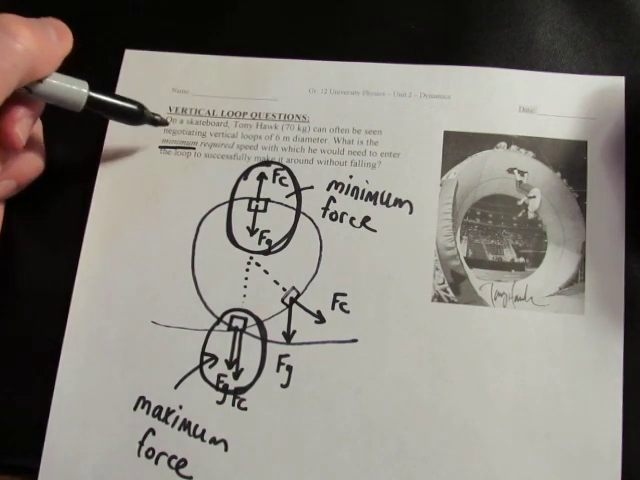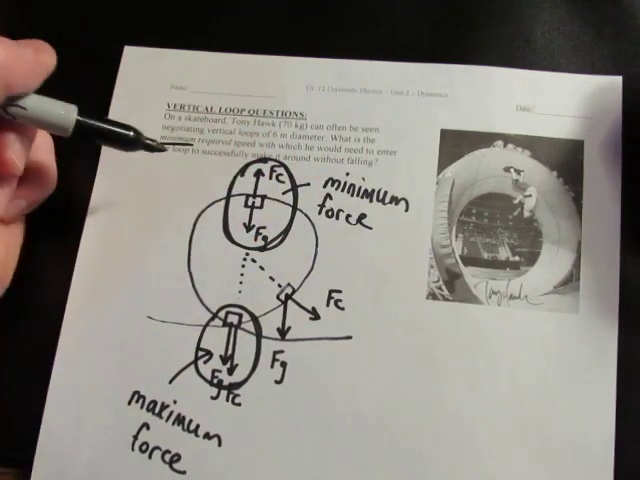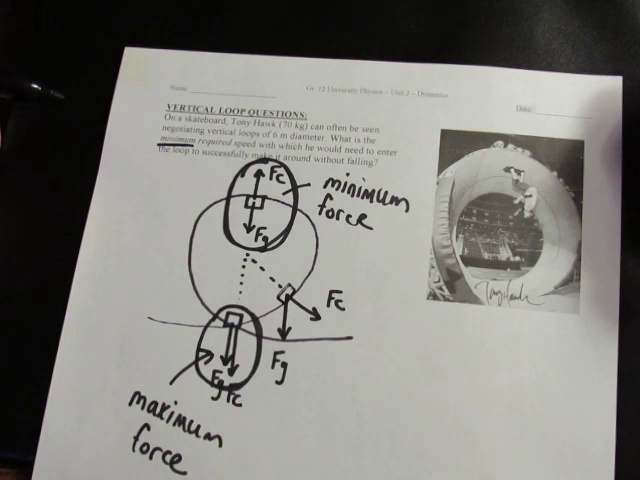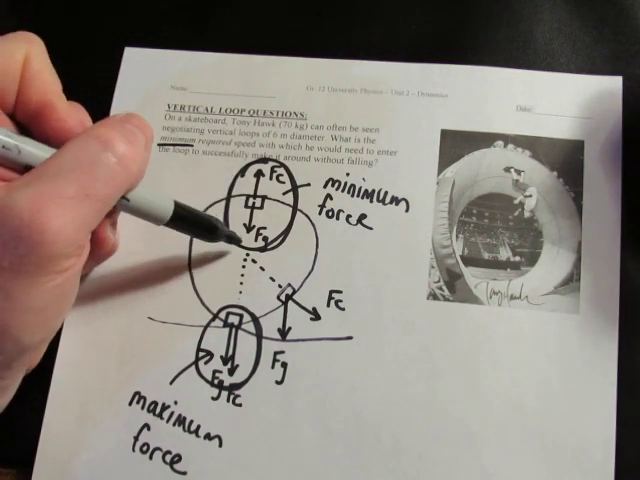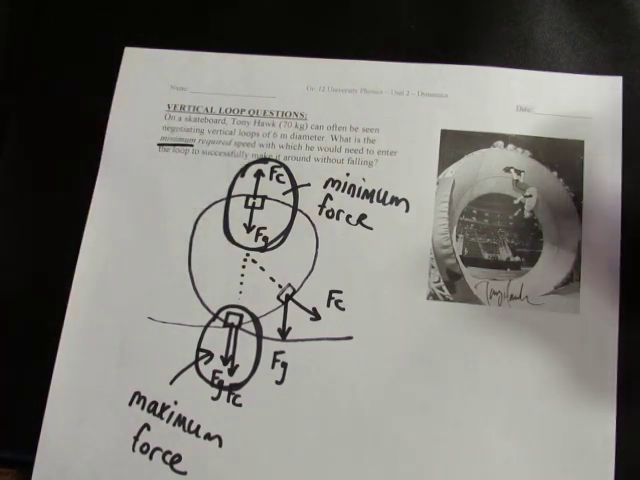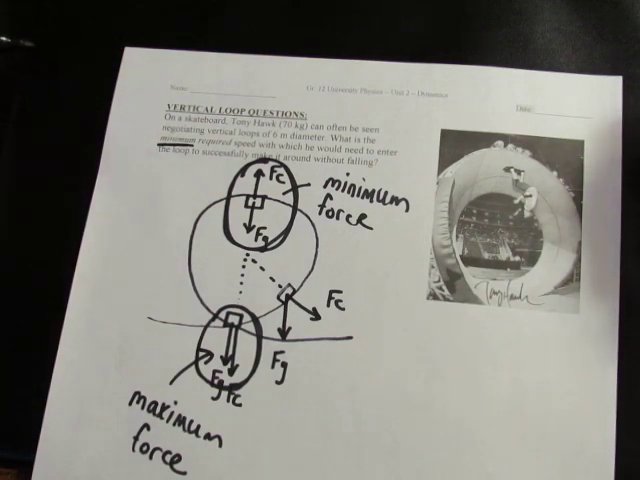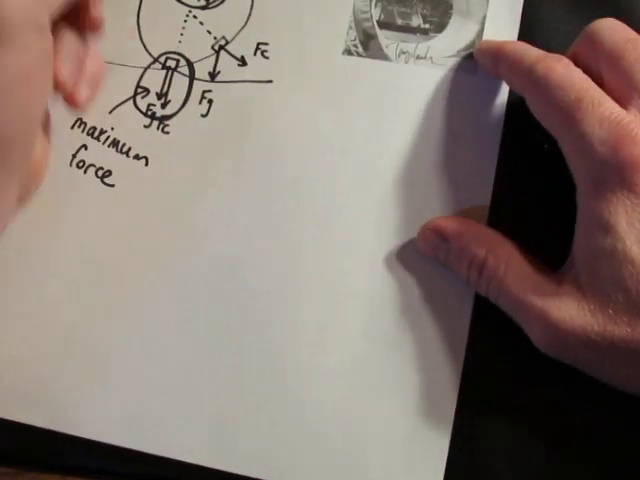The key part to this question is at the 12 o'clock position. This is where you have your minimum force. This is where you really have to worry that you have enough speed to make it around this loop. If you don't have enough speed when you're at the 12 o'clock position, if the gravitational force is stronger than the centripetal force because you don't have enough speed, you will accelerate in the direction of the unbalanced force, which means you will fall.